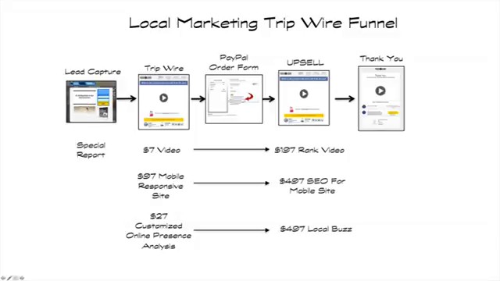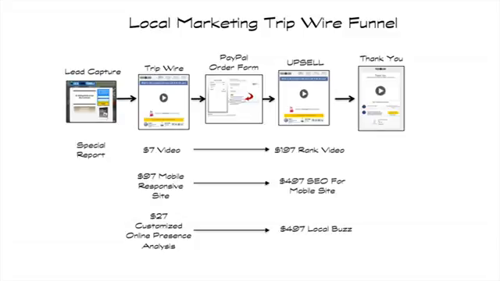From there, after they opt in for the free report, they will come over to the tripwire. And this tripwire, you can do a number of different things. You can offer them a video for $7 or $27 or $37, whatever it costs you for your hard cost for the video. If you don't have a video product to offer, you can make an easy explainer video for them with Animoto or something like that.